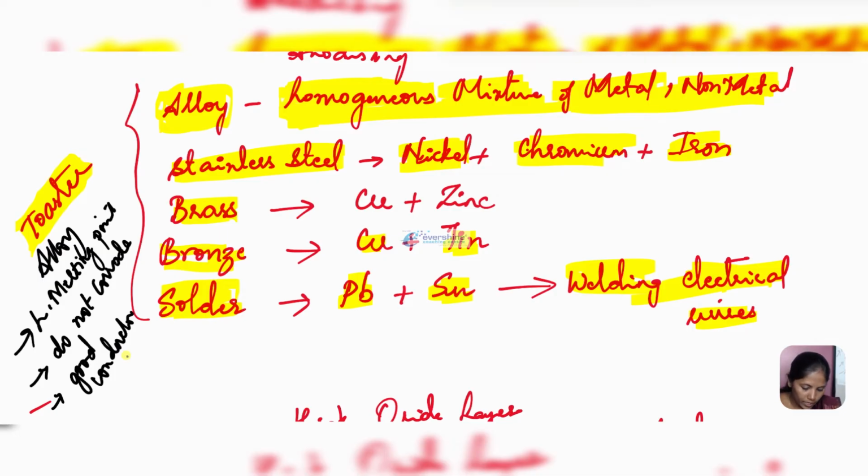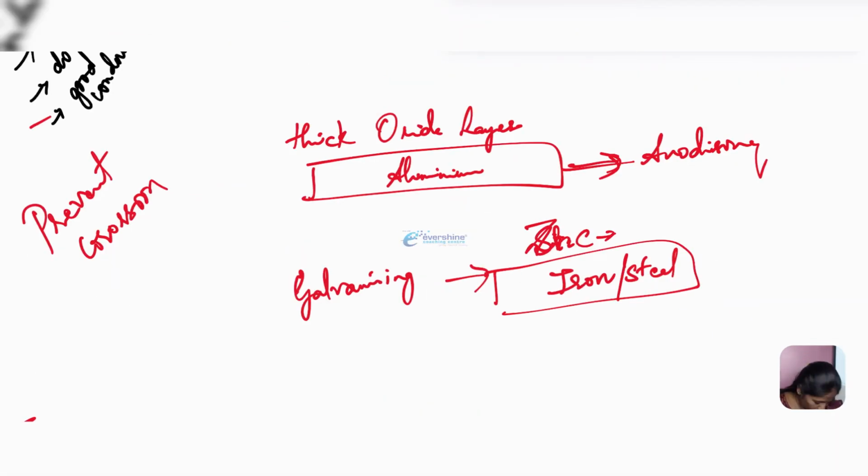Here brass and bronze will be asked in the exam. Brass is an alloy of dash and dash: copper and zinc. This time they have asked, stainless steel is an alloy of dash: nickel, chromium and iron. If these three materials are mixed, then it will form stainless steel. Why do we need to alloy? In order to prevent corrosion. Another method of preventing corrosion is anodizing and galvanizing.